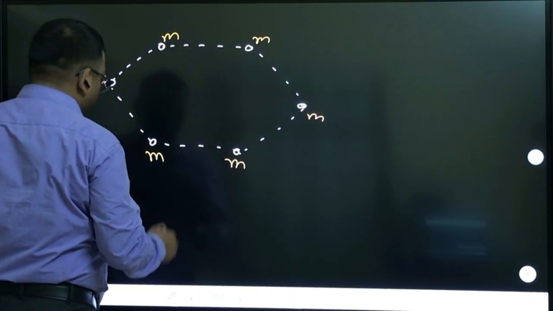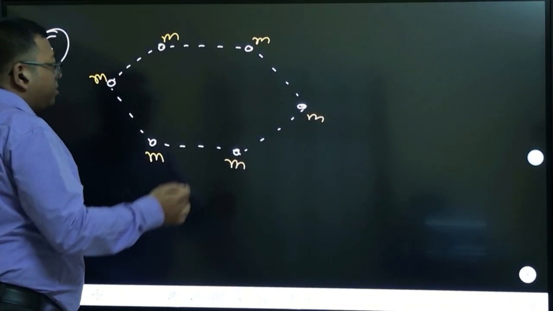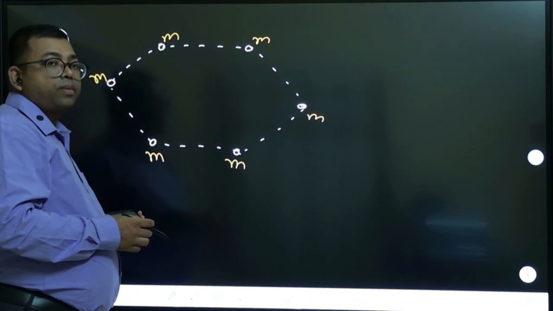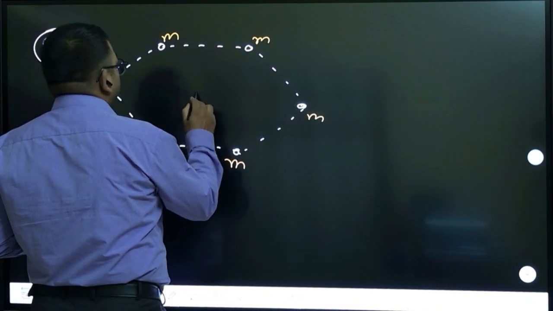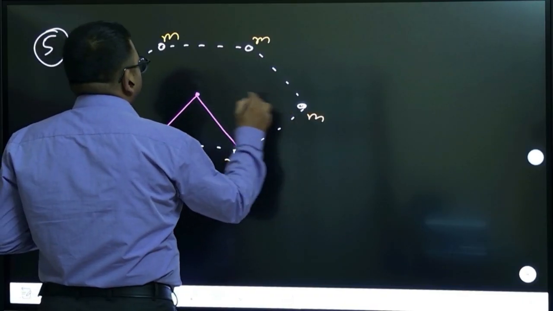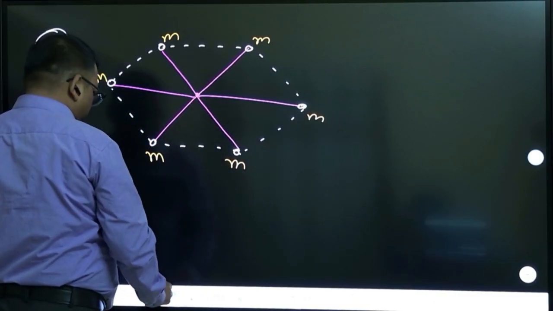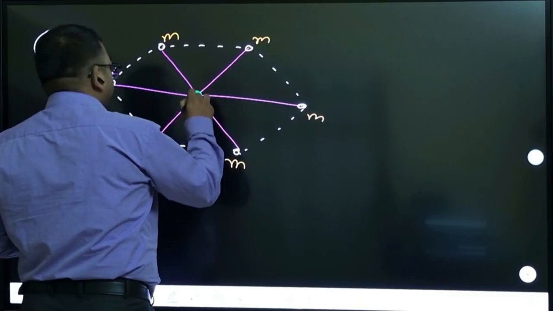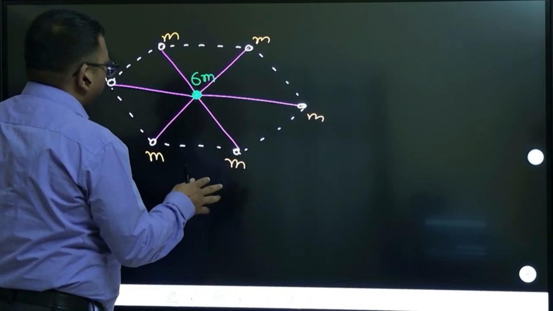How many? 6 particles. So by symmetry, where will be the center of mass of this regular figure? At the center. If you join each of these, it's going to be equilateral triangles. You know about this hexagon, right? Each of these is actually an equilateral triangle. So by symmetry, all the particles being the same, the center of mass means the total mass 6m is at the center.